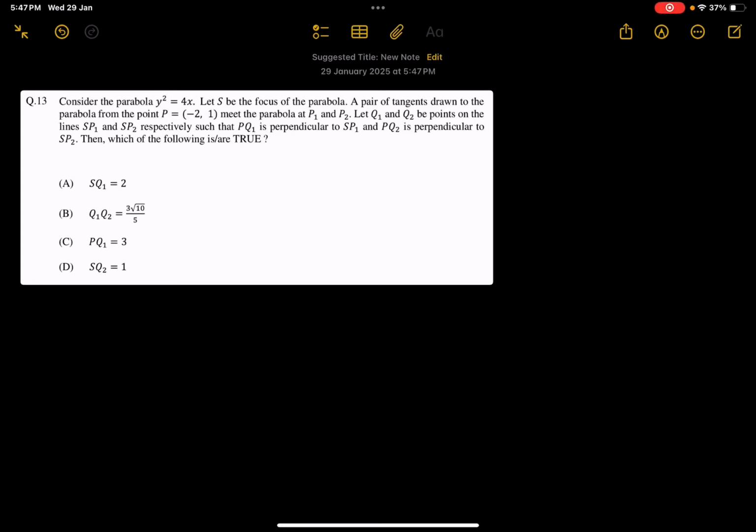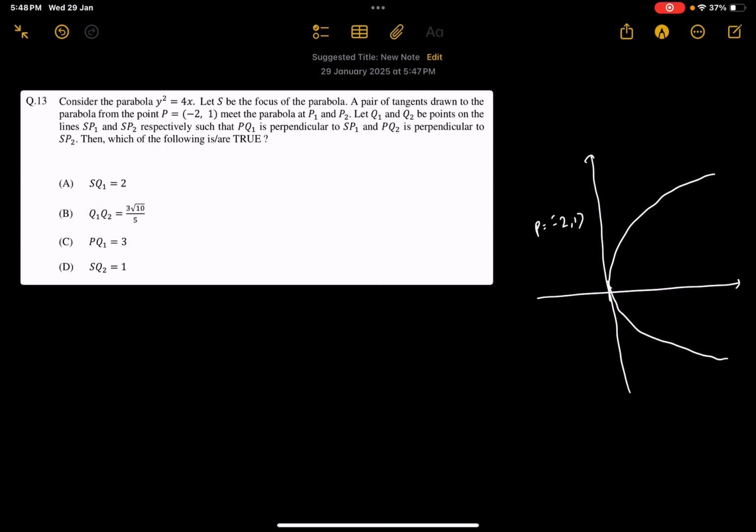This one is a bit long, so we'll have to find the coordinates of each point. So to start with, we are given P equals (-2, 1), and we are given S is the focus, which for the parabola y squared equals 4x will be (1, 0).